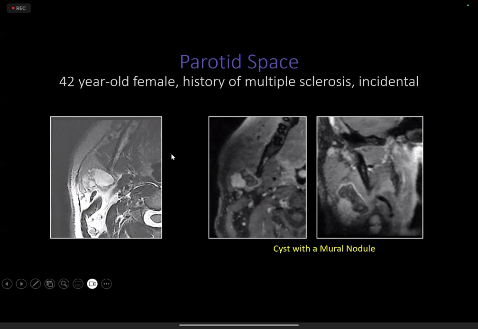Here's a patient that has a history of multiple sclerosis. So we were scanning the brain and we just had this incidental finding within the parotid space. Here we have a high T2 signal lesion within the right parotid space. You can see there's more of a nodular component along the lateral margin. We went ahead and gave contrast, and you can see that that nodular portion does enhance quite avidly. That cystic portion does not, and you can see there's some enhancement along the entire peripheral margin of the lesion itself. This turned out to be a Warthin tumor.